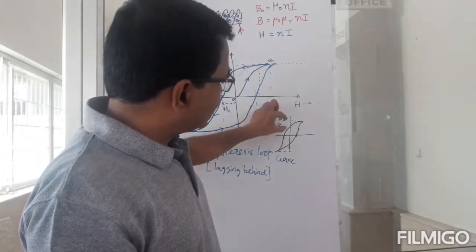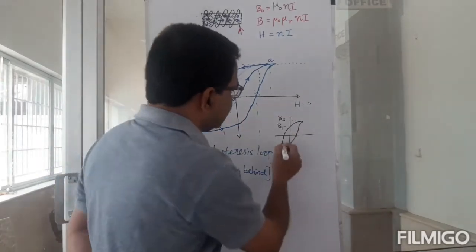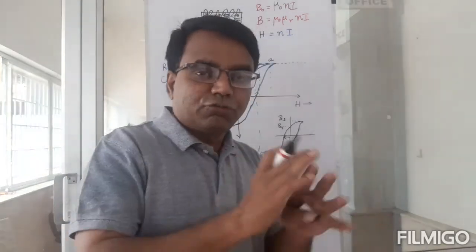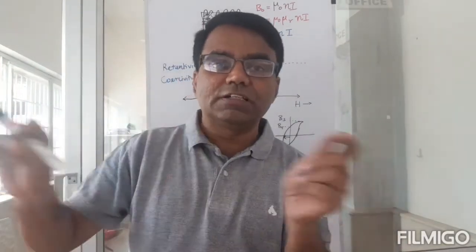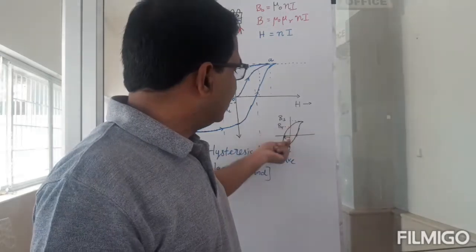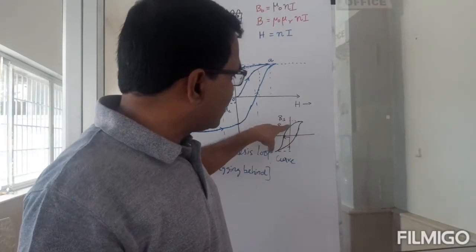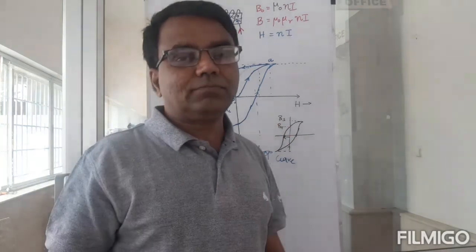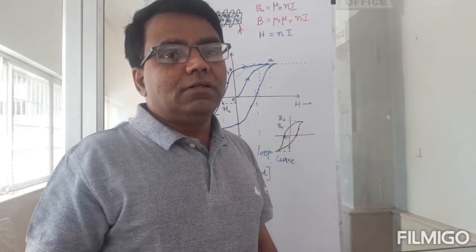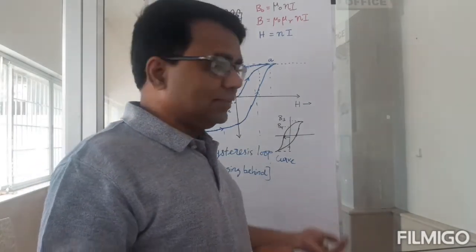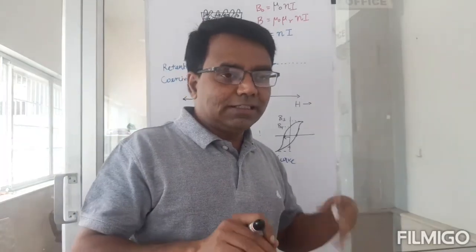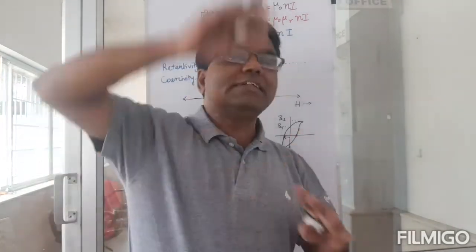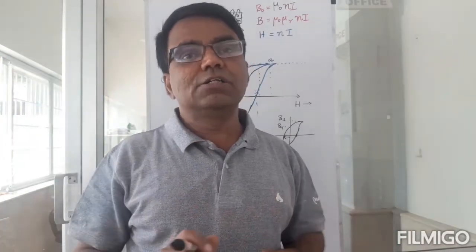So now it has low retentivity, but you notice here, I need to force it too much. I need to send a lot of current in the opposite direction to make the field 0. So I'll say that this has low retentivity but high coercivity. And there could be some materials which may have high retentivity and also high coercivity.